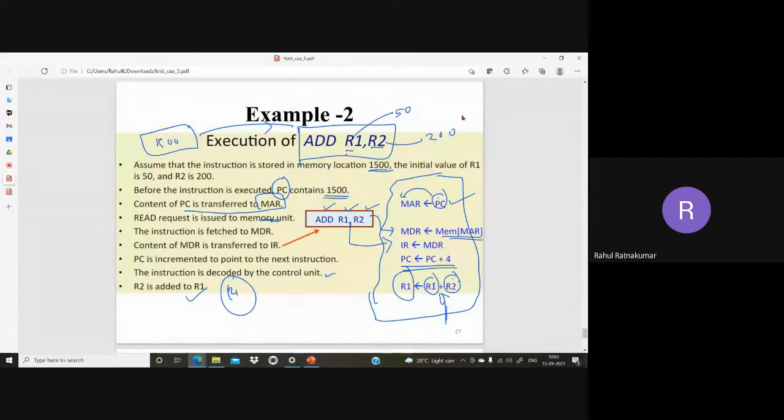I'll repeat again. When you have an instruction, it is stored in memory, so first you need to access that. PC points to MAR, then whatever data is stored in that location goes to MDR. From the MDR, since it is an instruction, it goes to IR. From IR, the control unit understands this is for addition, with data coming from R1 and R2. Once the control unit understands this, it signals the ALU to execute the instruction. At the same time, PC can be incremented, since it is free, to point to the next instruction.